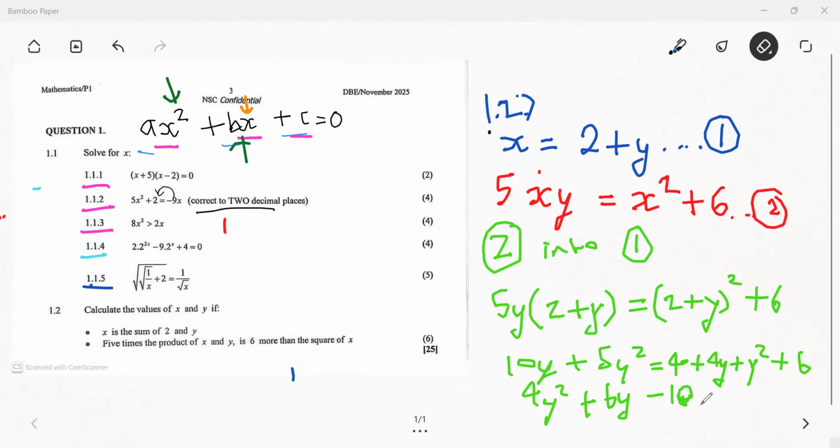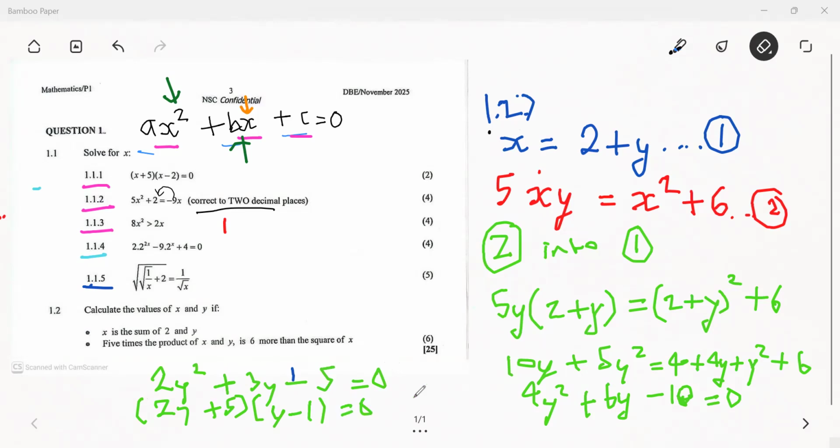And you divide that whole equation by 2. It's going to be 2y squared plus 3y minus 5 equals 0. Then you're going to get 2 factors, 2y plus 5 multiplied by y minus 1 equals 0. So I get then two values of y: y equals 1, or y equals minus 5 over 2.